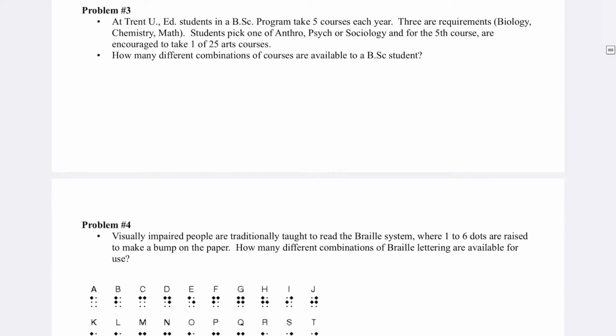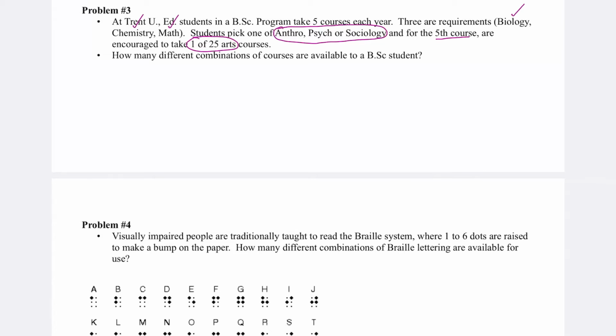Problem number 3. At Trent U, education students in the Bachelor of Science program take 5 courses each year. There are requirements: biology, chemistry, and math, so they must do this. Biology, they must do chemistry, and they must do math. But students pick between one of anthropology, psychology, or sociology. And then their 5th course, they get to choose one of 25 arts courses. So how many different combinations of courses are available to a Bachelor of Science student?